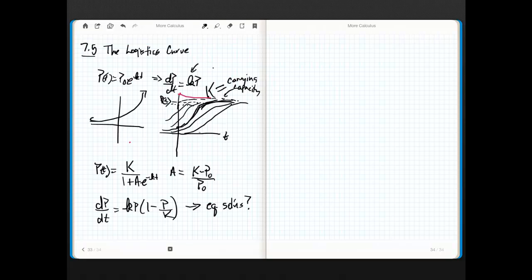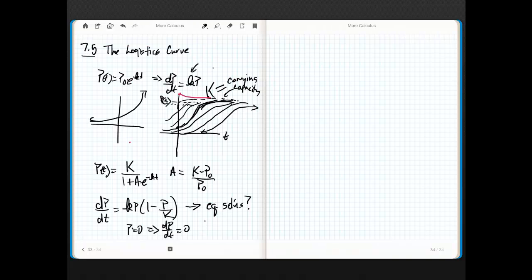Let's take a nice clean curve. It's got asymptotic behaviors to p equals 0 and to p equals capital K, right? So that would imply that our equilibrium solution should be at p equals 0 and p equals K. Well, let's see what happens. If I plug p equals 0 in, doesn't that imply automatically, since it's kp times this, that dp over dt equals 0? Yeah, of course.